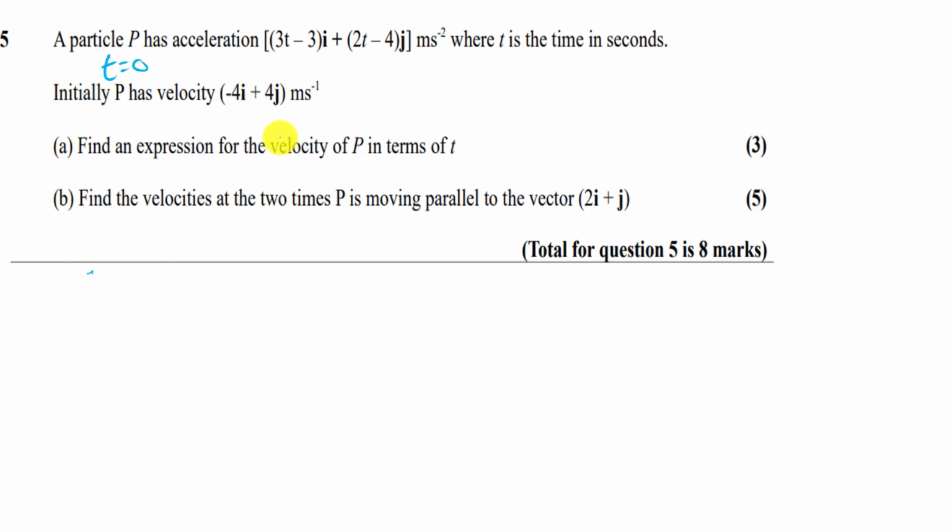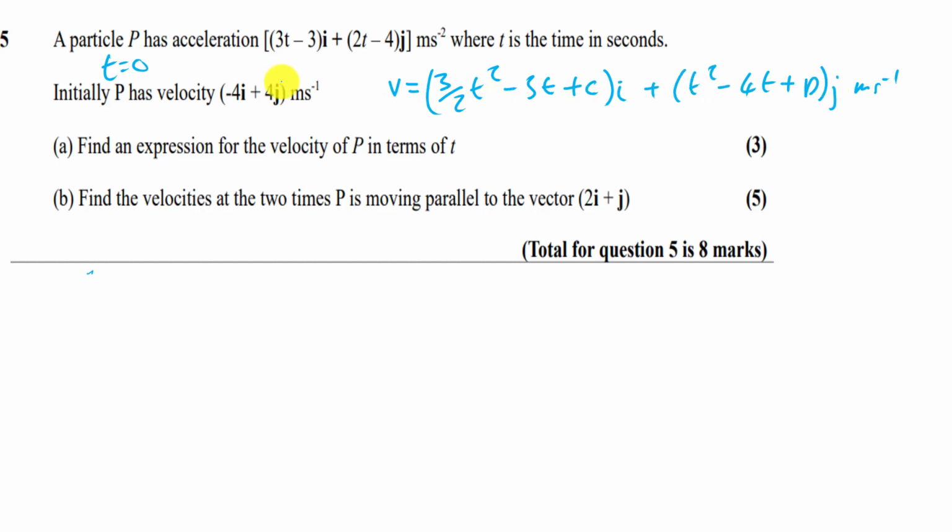Now it wants the velocity of p in terms of t, so we just integrate that. So we just integrate the acceleration. So I'm just going to write that as, so v is going to equal 3 over 2 t squared minus 3t plus c, put the i in, need to remember that, plus t squared minus 4t plus dj, and that is going to get you 1 method mark.